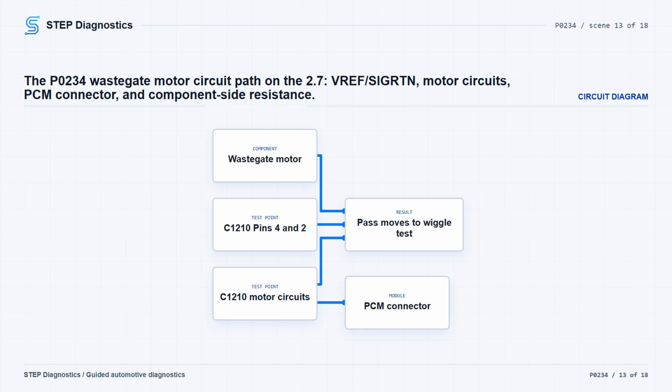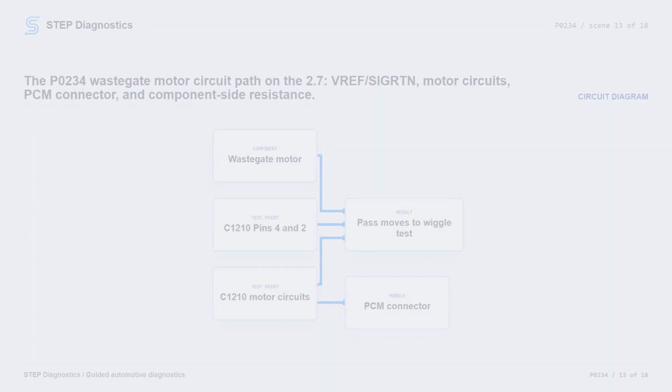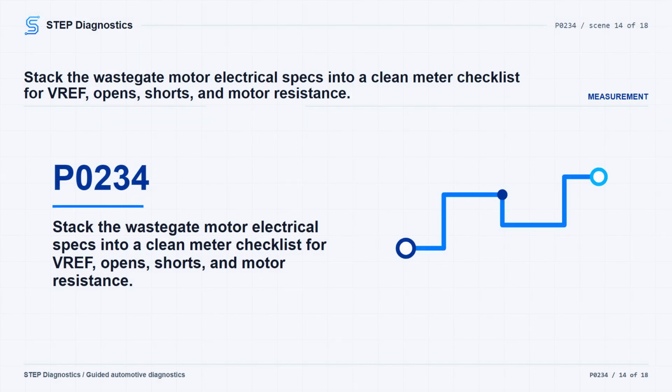If VREF and SIG-RTN are correct, turn the ignition off, disconnect the PCM, and check the wastegate motor circuits for opens. The resistances should be less than 5 ohms. Then check for shorts to ground. The resistances should be greater than 10 k ohms. Next, check for circuits shorted together. Those resistances should also be greater than 10 k ohms. Turn the ignition on and check for a short to voltage. Any voltage present means repair the short circuit, clear the PCM DTCs, and rerun the self-test.